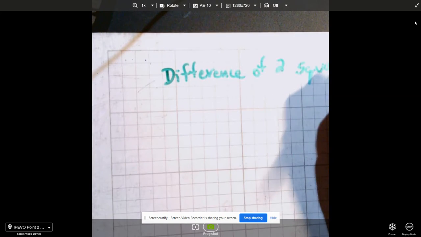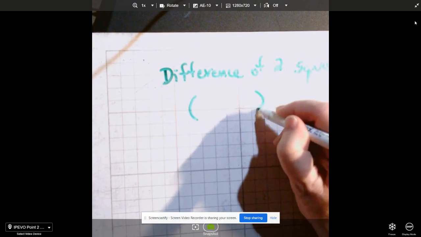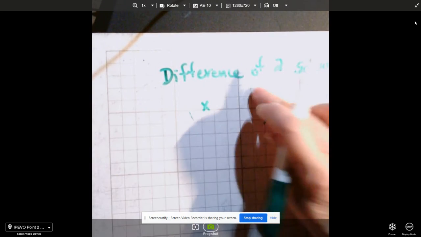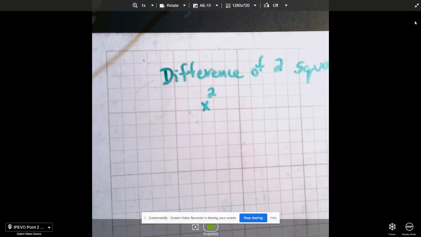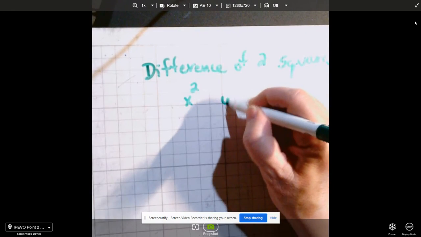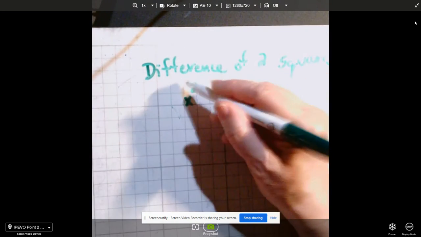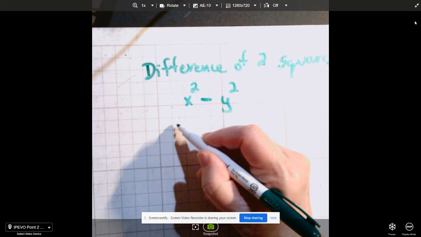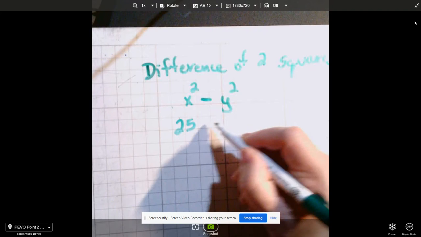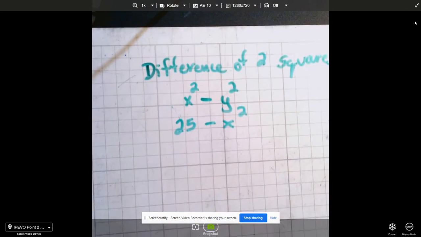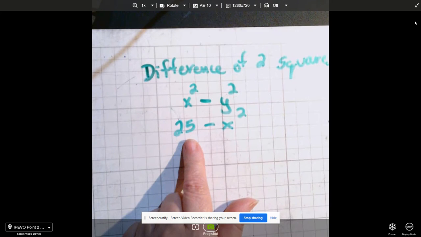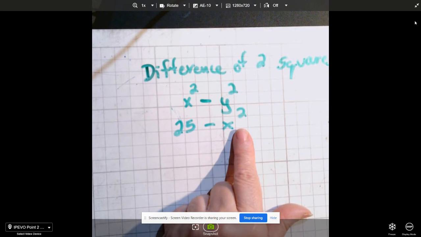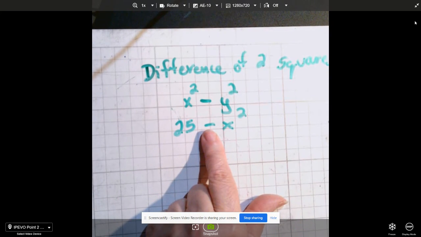What that means is if you have a parentheses that has, well, it doesn't have to have a parentheses, you have one square, like x squared, and then you have another square, y squared, and you have the difference of those, which means you've got subtraction in between. An example of this would be 25 minus x squared. 25 is a perfect square, right? 5 times 5 is 25, so that would be 5 squared. X squared is a perfect square, and then you've got a subtraction sign in between.